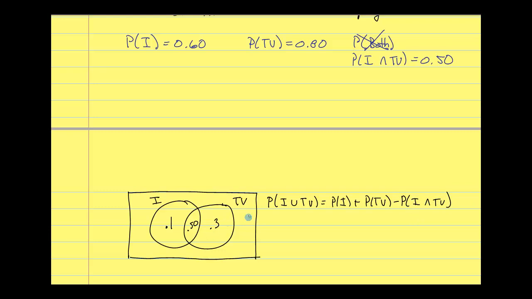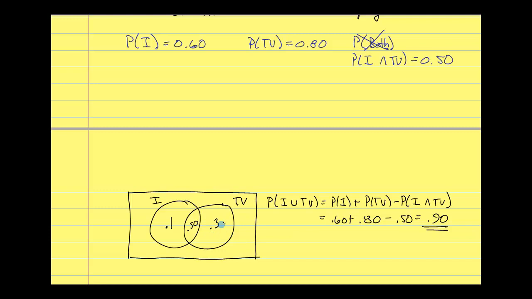Now I already know the answer to this. 0.5 plus 0.3 plus 0.1 is 0.9. So I know my answer using my Venn diagram. That's why they're so nice. But I can actually do this with the formula as well. So internet was 0.6, TV was 0.8, but because I double counted the intersection I have to subtract off 0.5. So I have 1.4 minus 0.5, which is 0.90.